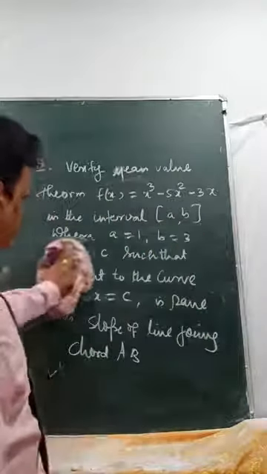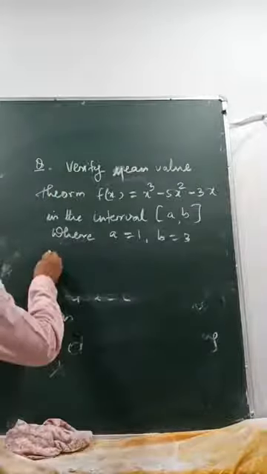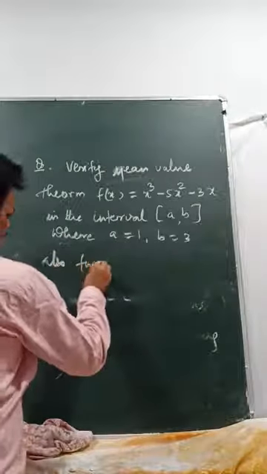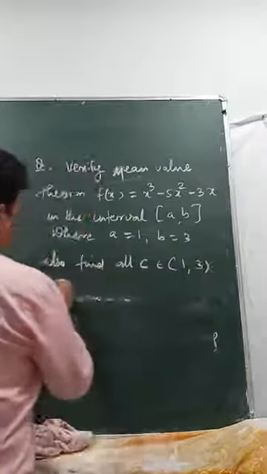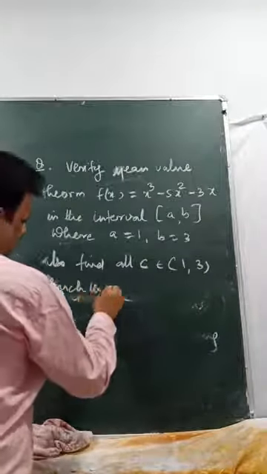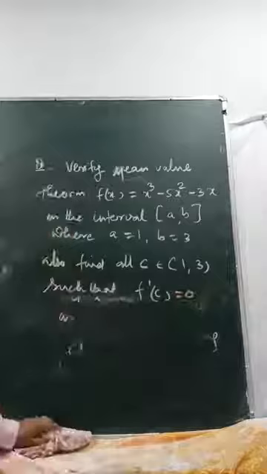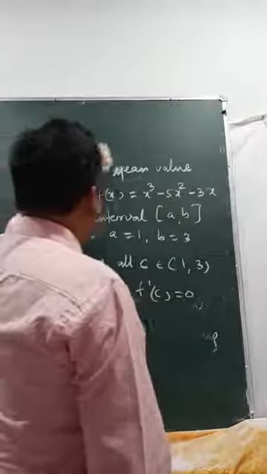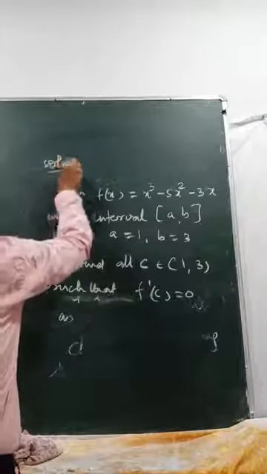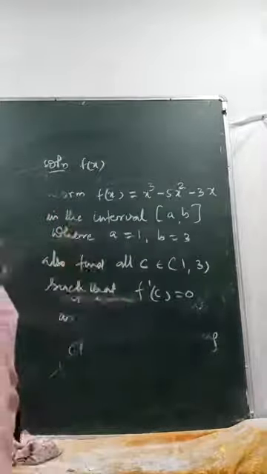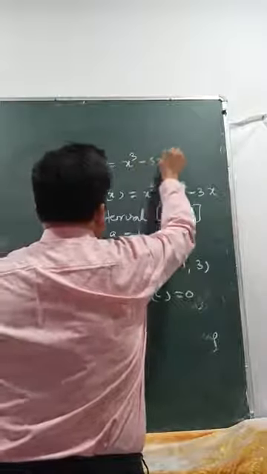Also find all c belonging to (1, 3) such that f'(c) equals 0. Okay, let's see here. Same thing. Check your f(x). What is f(x)? It is x cube minus 5x square minus 3.